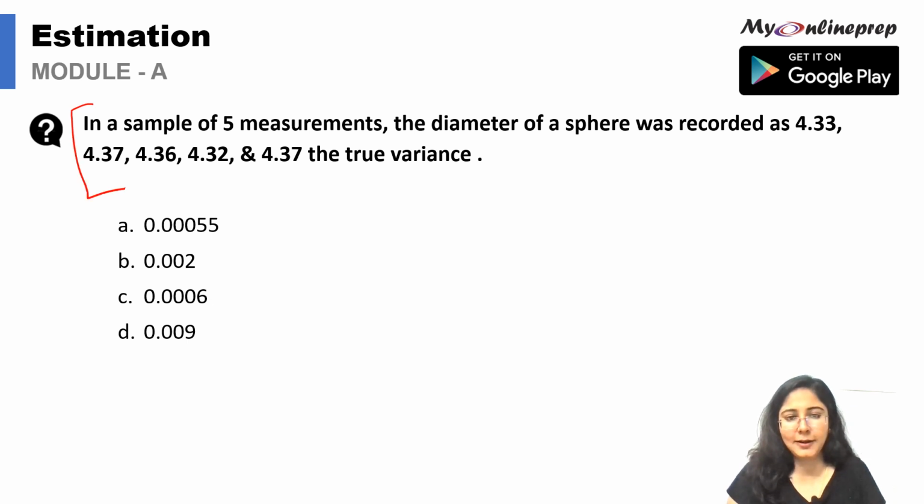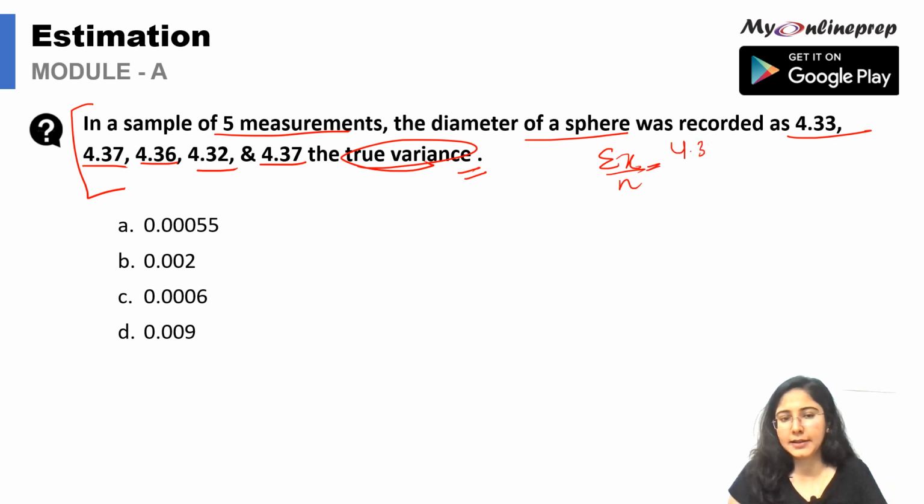In a sample of 5 measurements, the diameter of a sphere was recorded as 4.33, 4.37, 4.36, 4.32 and 4.37. We have to find the true variance. So to find the true variance, first we have to find the mean. So mean would be again summation x upon n. So when we add 4.33 plus 4.37 plus 4.36 plus 4.32 plus 4.37 divided by 5, we will get 4.35.